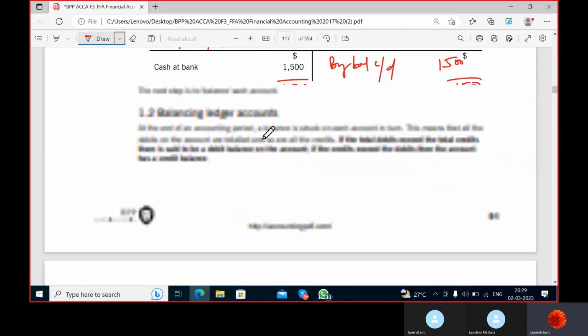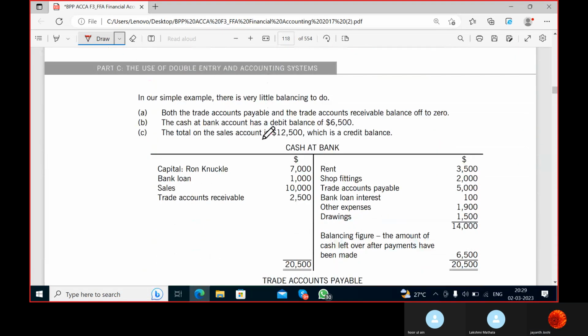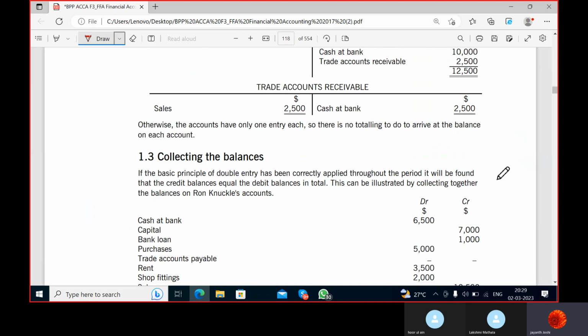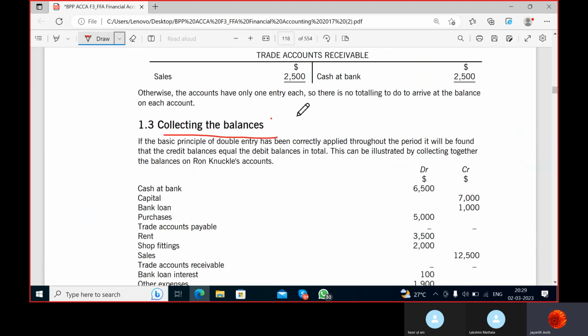Now coming to the next point. They have done some tallying also, so we need not do it because we have already done that. Now, what is this trial balance all about? Trial balance is nothing but a collection of debit and credit balances. Where did you get the debit balance? You get a debit balance when the debit total is more than the credit total, and you get a credit balance when the credit total is more than the debit total.